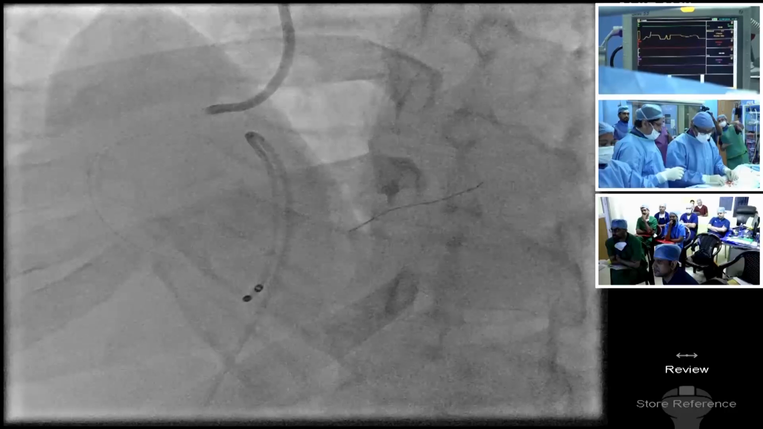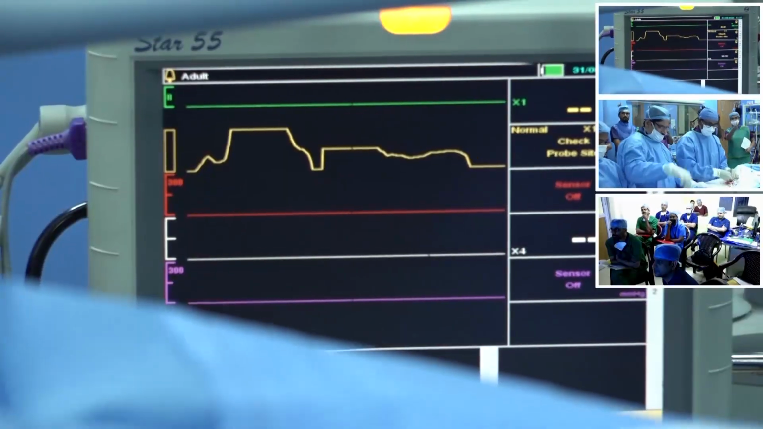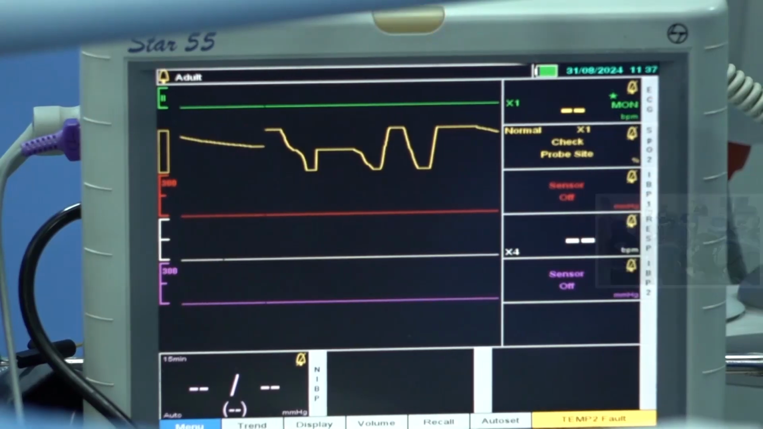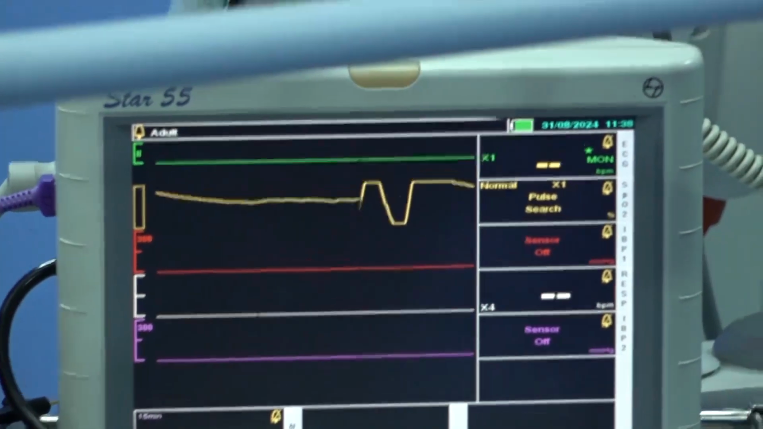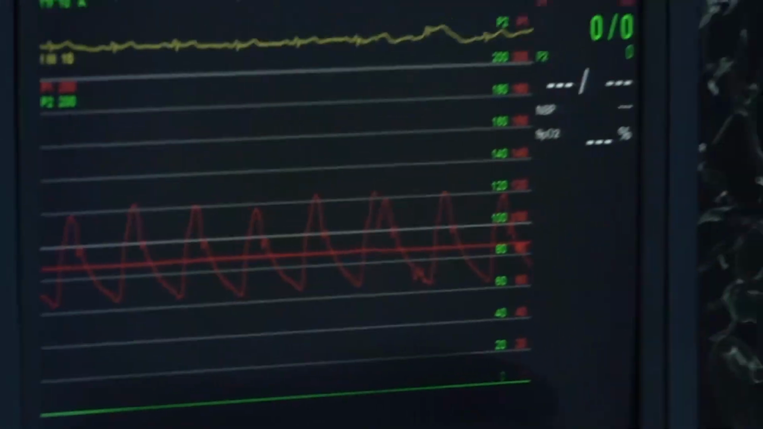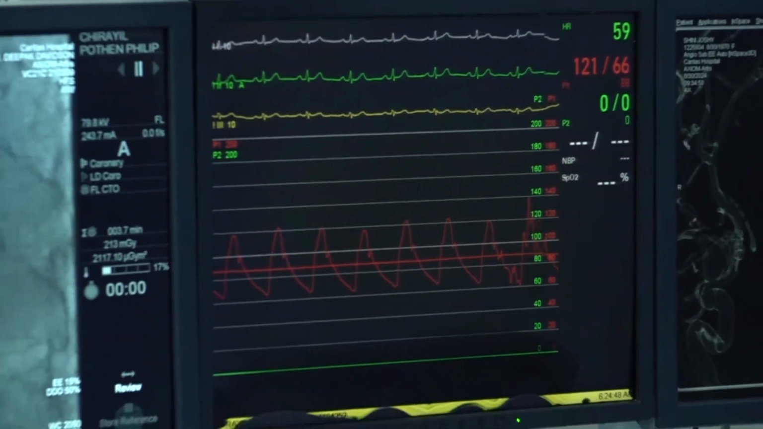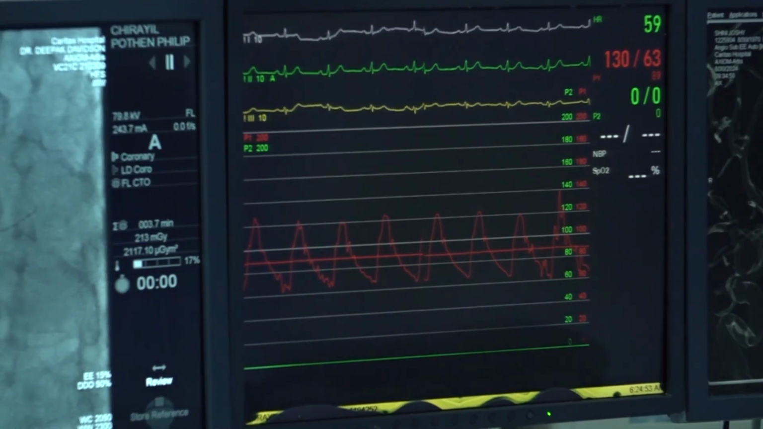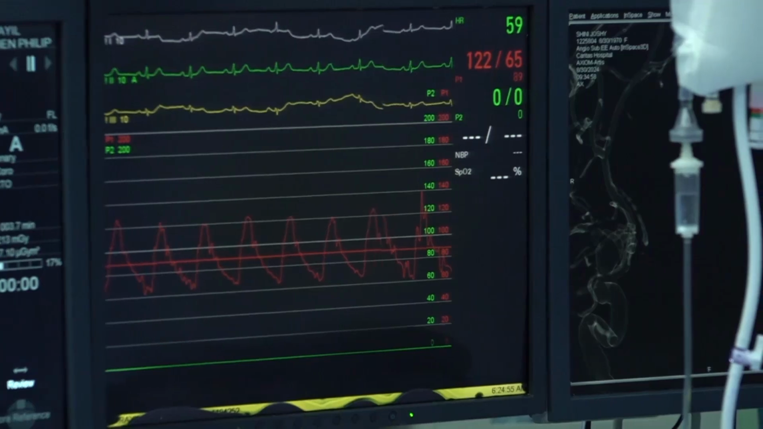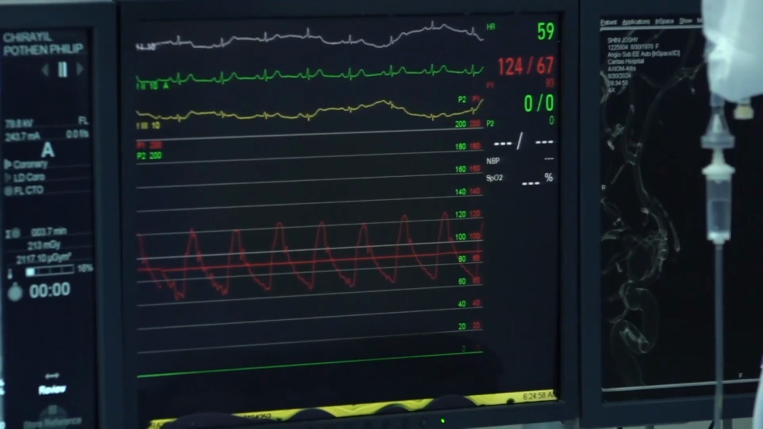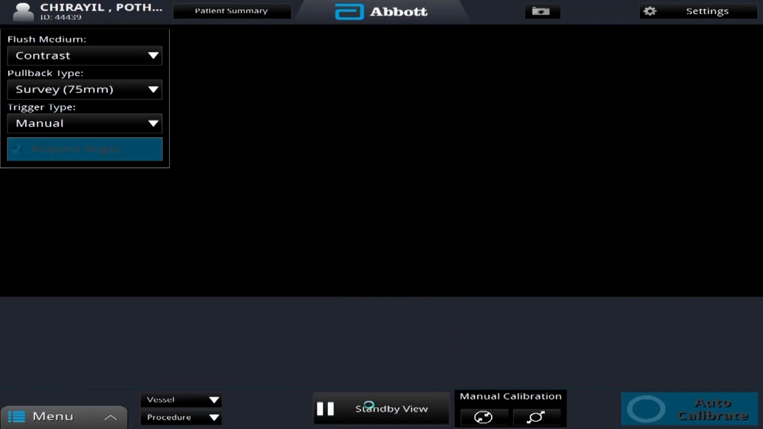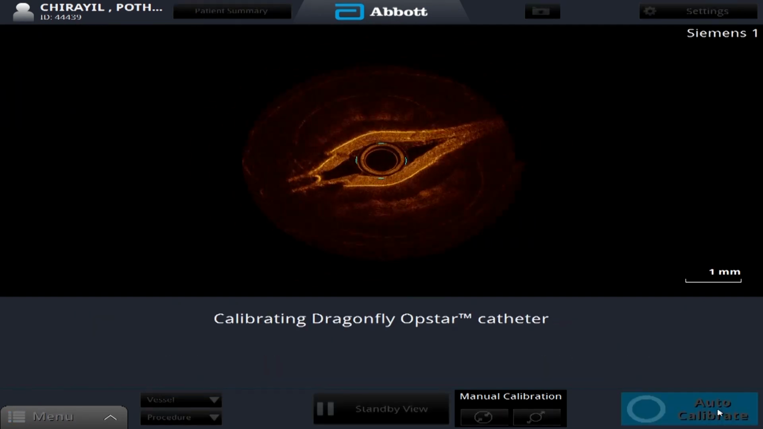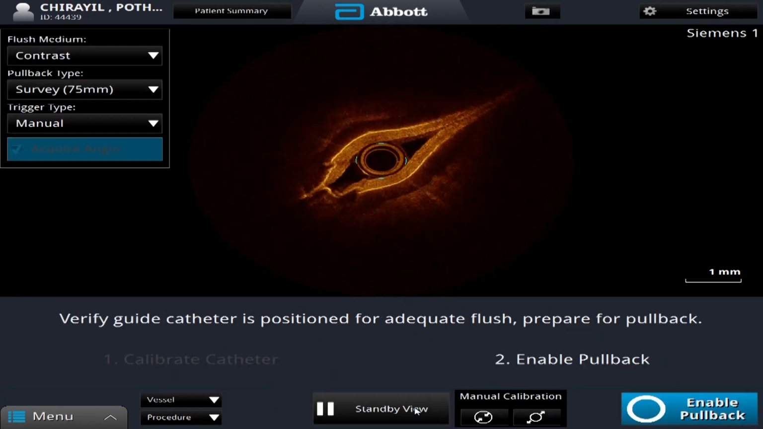Okay, get the OCT catheter. 20 cc syringe. Can you do a small purge of the OCT catheter? I was asking if you can show the OCT images. Show the OCT image. Auto calibrate. Okay, now we'll go in.